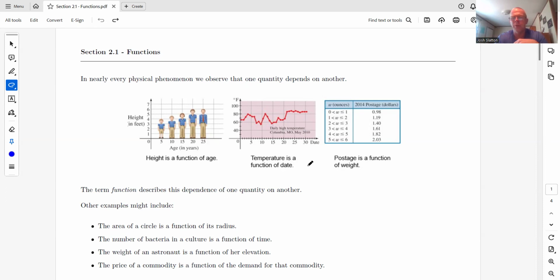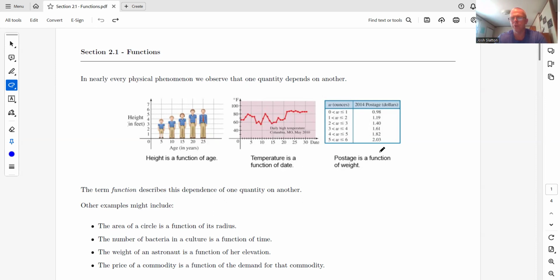Or we could look at temperature as a function of date. On a particular date, there will be a particular high temperature in this case. Obviously, during the day, the temperature fluctuates, so we maybe look at different times during the day. But given a date, in this case, we could have a particular high temperature.